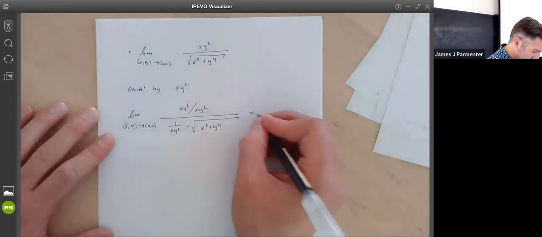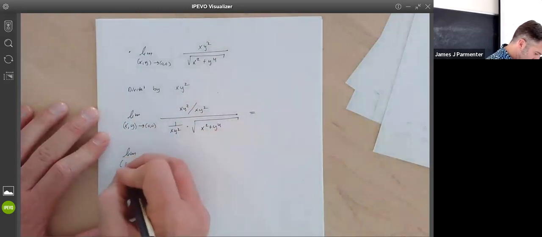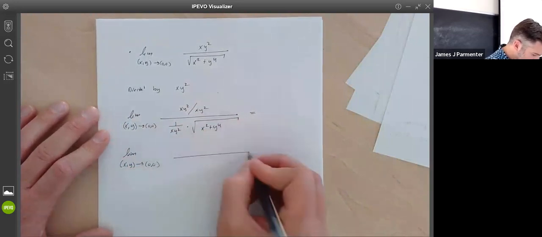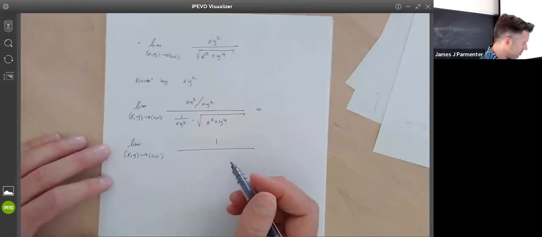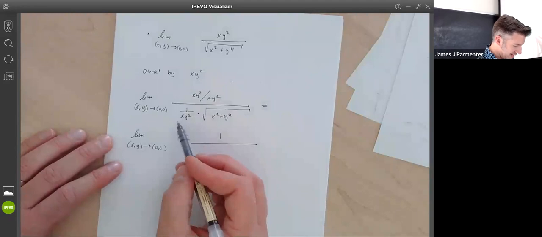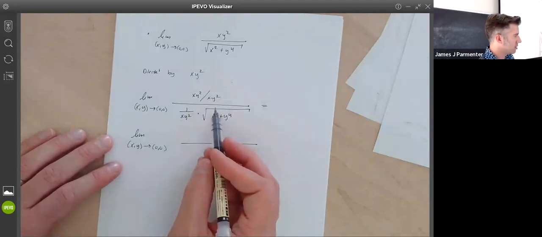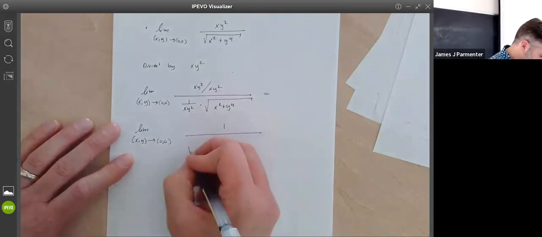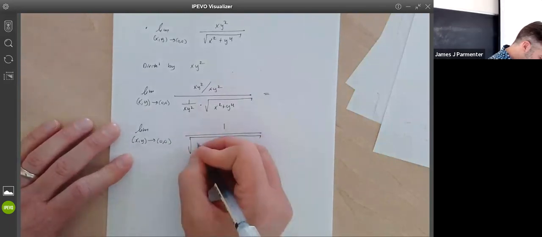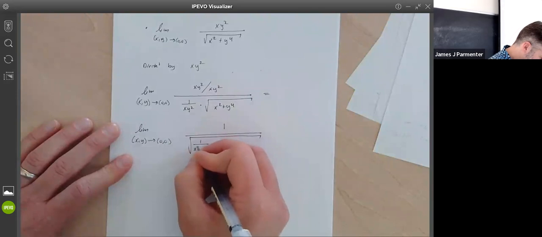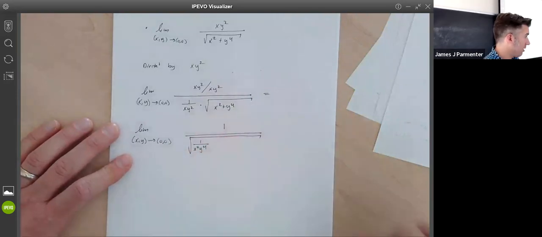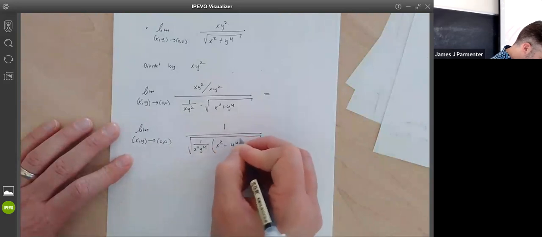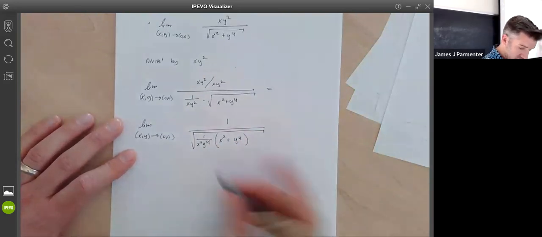Okay, so that's going to be the limit as (x, y) goes to (0, 0). The top's 1. And now here's what I'm going to do. I'm going to bring this xy squared into the square root, but I have to square it when I do that. So I'm going to rewrite this as the square root of 1 over x squared y to the 4th, right? I'm squaring that thing, times x squared plus y to the 4th. And now I'm going to distribute it.